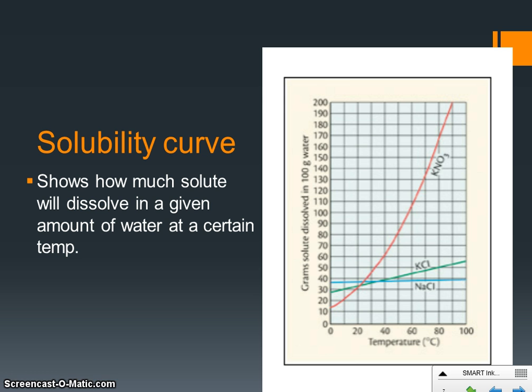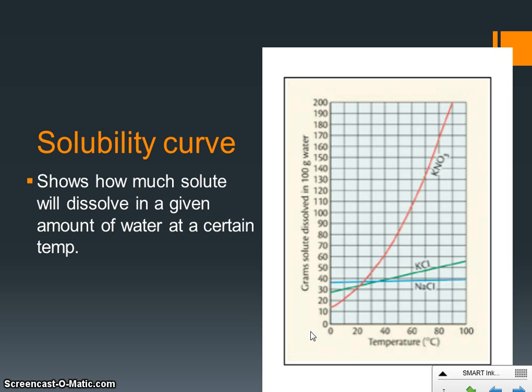Okay, so we have these graphs, which you'll become very familiar with, and you have this in your notes as well. This is called a solubility curve. And basically what this curve shows is how much solute or how much solid you can dissolve in a given amount of water. So everything on this graph is for 100 grams of water. So you imagine you have a beaker with 100 grams of water and you want to know how much KNO3 you can dissolve in there.